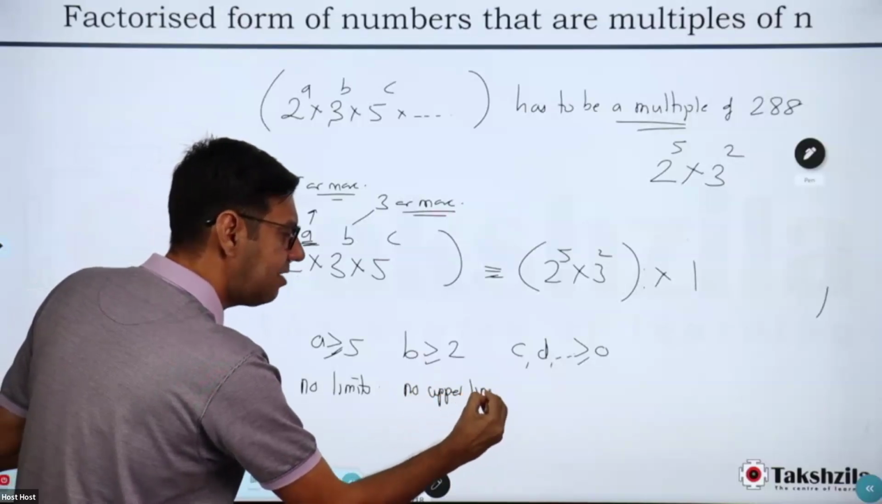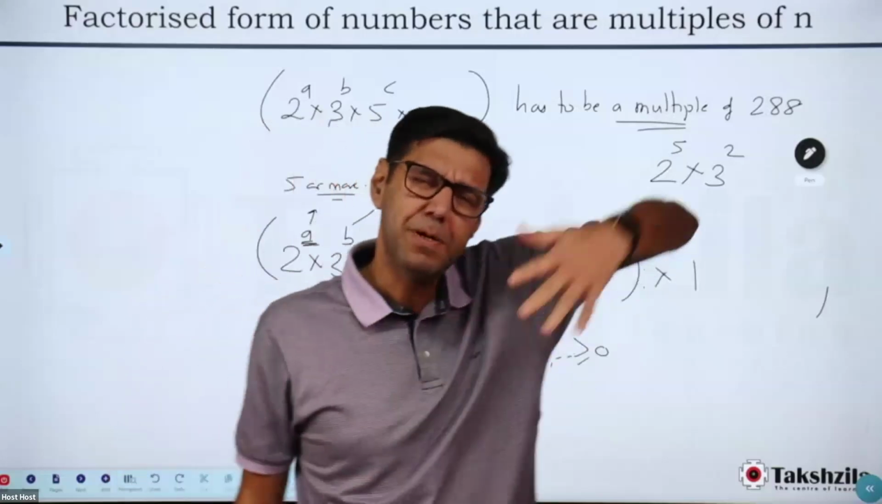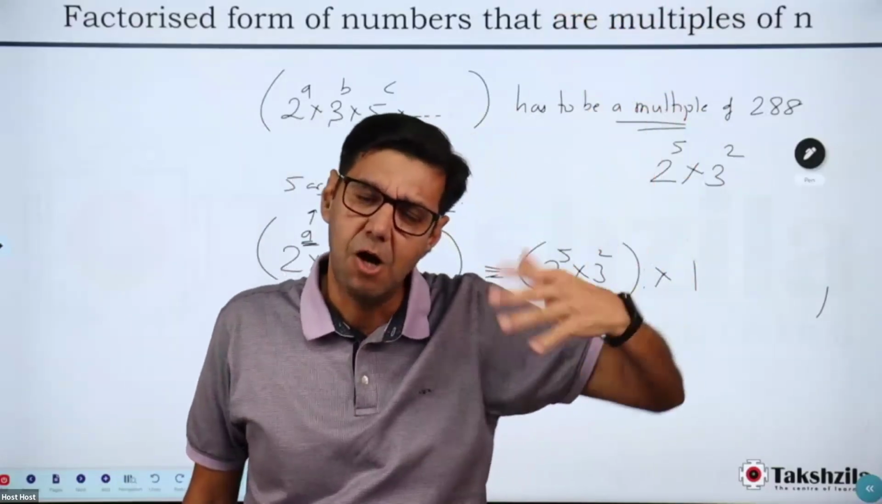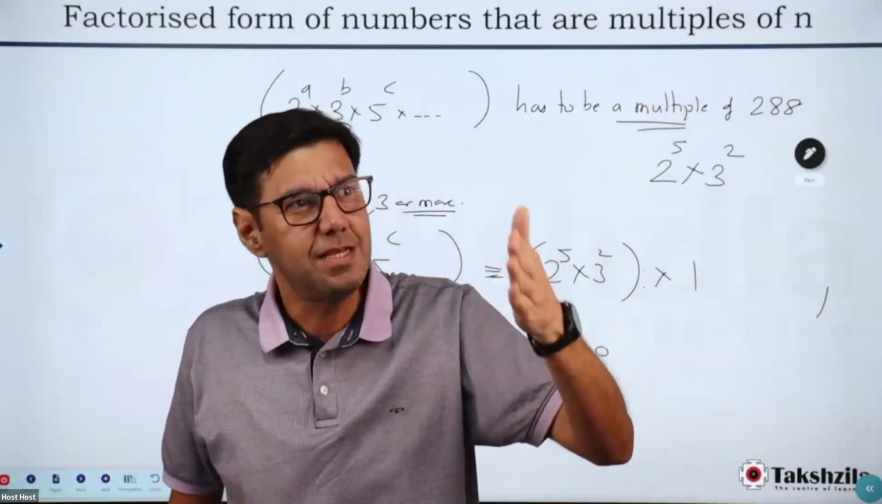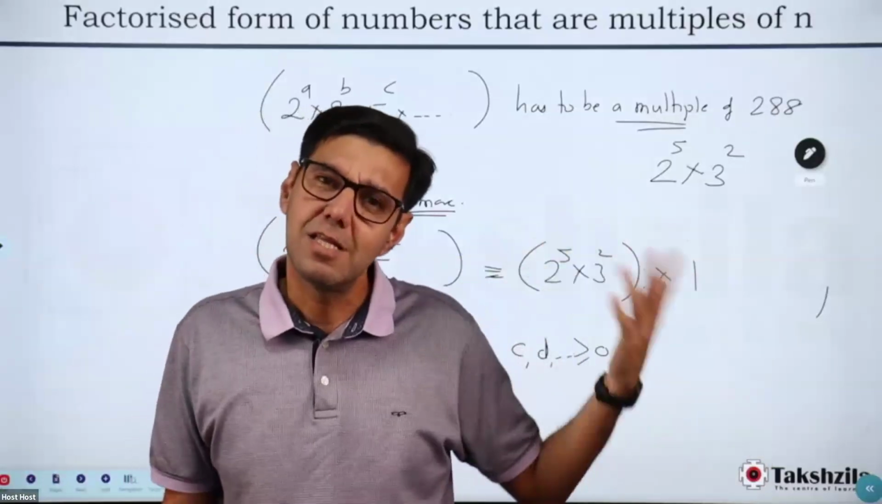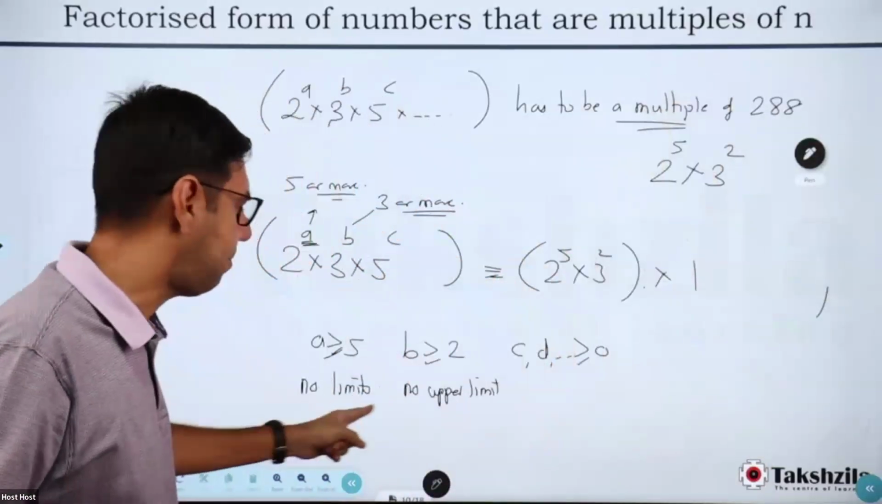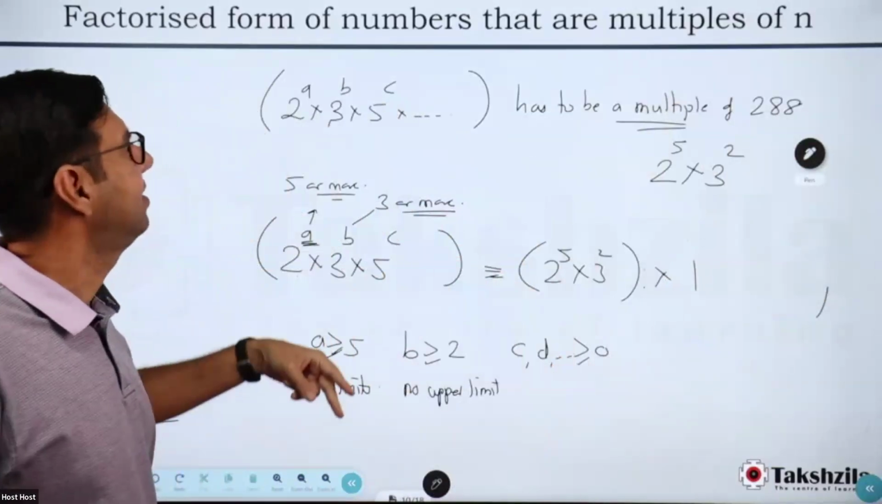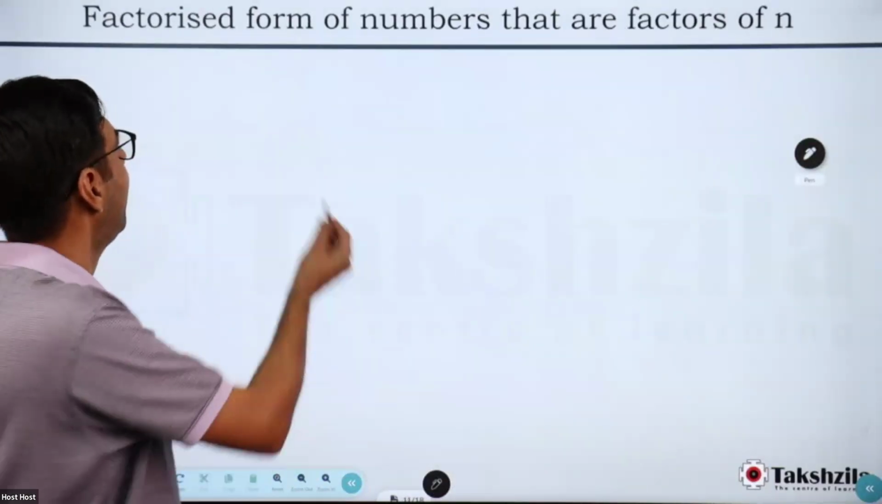So link it with your mind. Can multiples be infinite? How many multiples of 3? 3, 6, 9, 12, 300, 303, 3000. They can keep going on. No upper limit. But now we come to the second part.